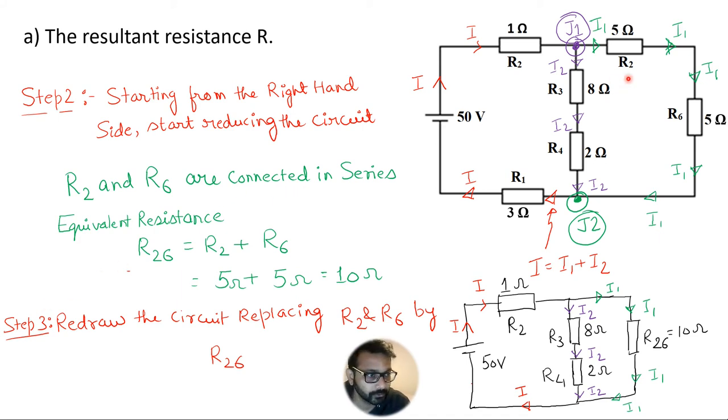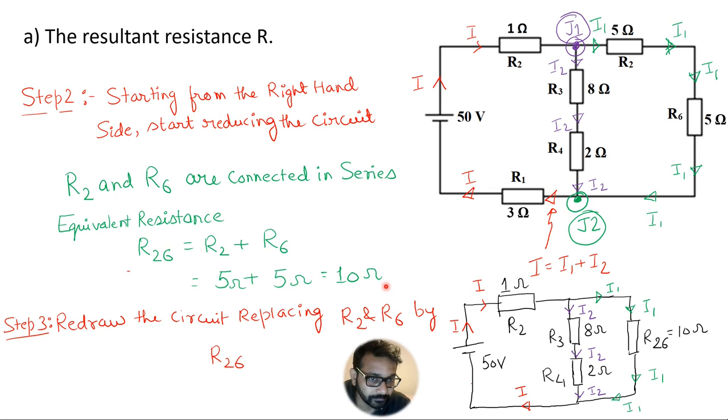Okay, so R2 is 5 ohms and R6 is 5 ohms, right? So the equivalent resistance, I am calling it R26. That will be the sum of R2 plus R6, which is 5 plus 5, is 10 ohms.